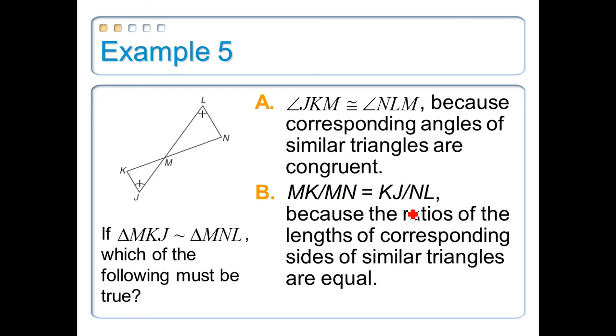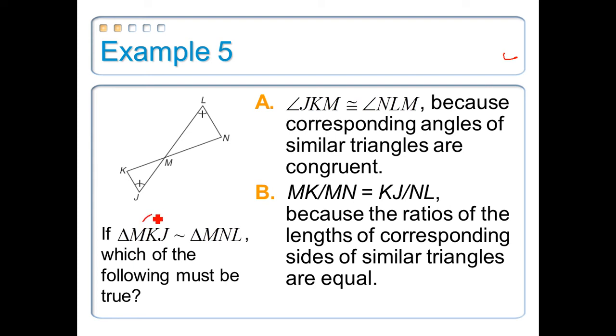And I'm going to make sure my pen works. I had trouble in the other one. Okay, so here's the thing. It says if triangle MKJ is congruent to triangle MNL, which of the following must be true?